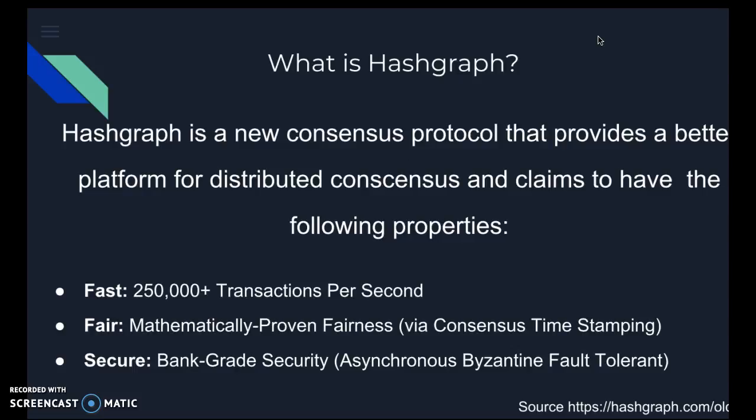So what is Hashgraph? Really, Hashgraph is a new consensus system that provides better distributed consensus. We'll be speaking about what distributed means later. Hashgraph offers the benefits of blockchain and distributed ledger technology, except with a different data structure for consensus. They claim it is faster, with 200 plus transactions per second. Now, as Bitcoin does, it has mathematically proven fair consensus timestamping. Finally, they say that Hashgraph has bank-grade security and is asynchronous Byzantine fault tolerant. A mouthful, but essentially Hashgraph is a distributed ledger that's more fair and secure.